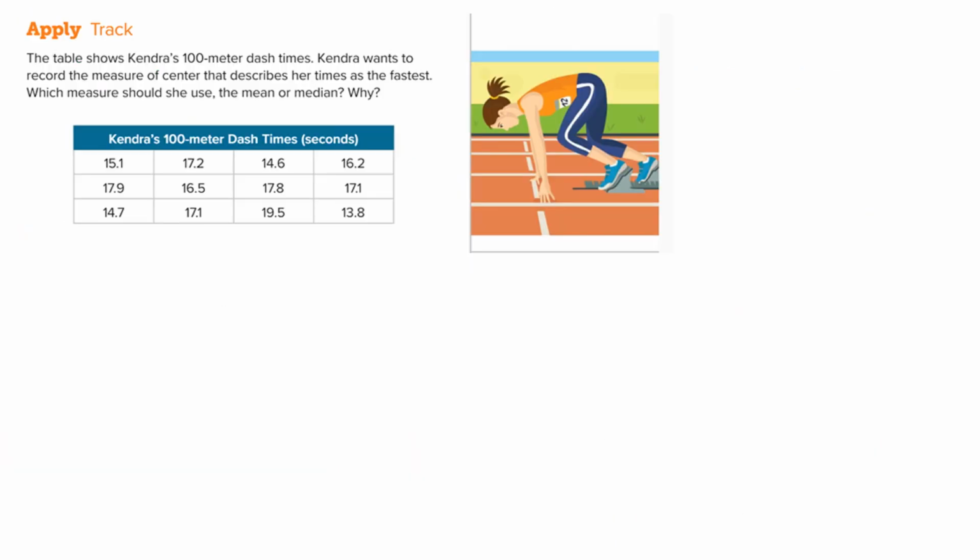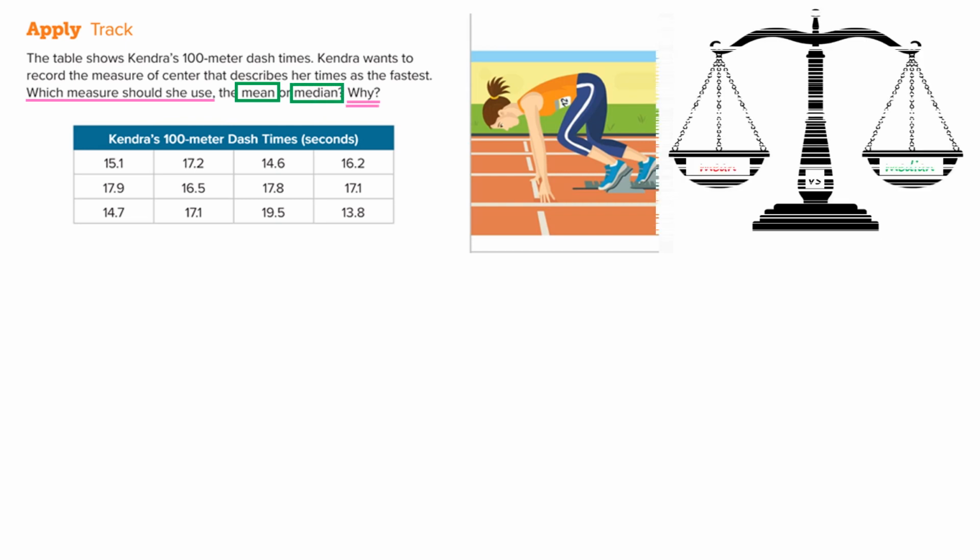So now we're going to use these in a real life scenario. We're looking at a setup for track, and it says that the table shows Kendra's 100-meter dash times. Kendra wants to record the measure of center that describes her times as the fastest. Which measure should she use? Are we looking at the mean, which we know means the average, or the median, which we know means the middle? And why? So we're trying to compare in these real life scenarios by doing the math, which is going to make her look better for her competitions.